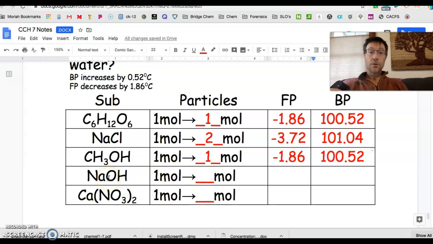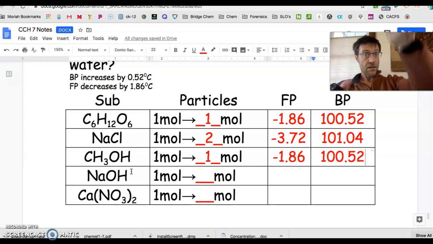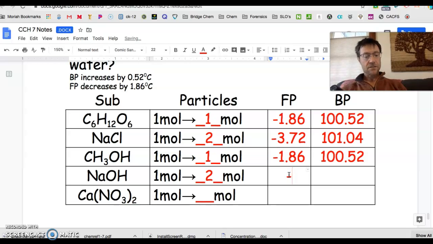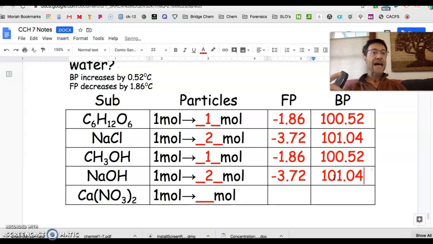Now this one, NaOH. You see that right there? See how that's a polyatomic ion? You see that that's an ion because it's on the reference chart. You know that. Guess how many particles? 2. So if this made 2 particles, 2 steps up, minus 3.72. And since I already did the math, 101.04. Super easy, right?